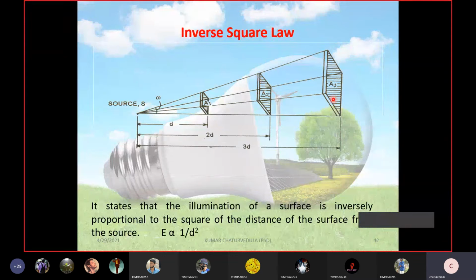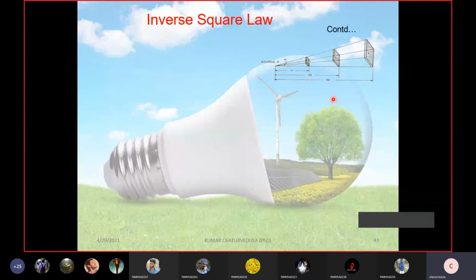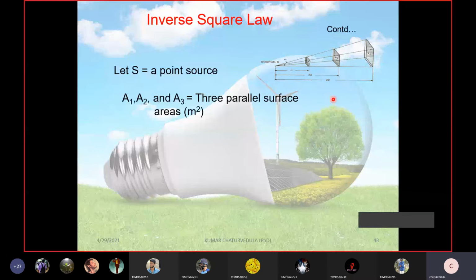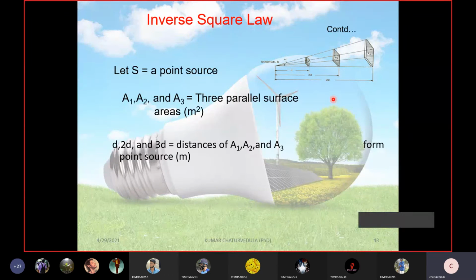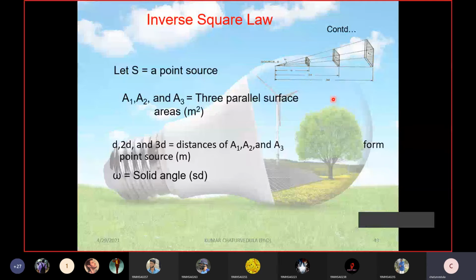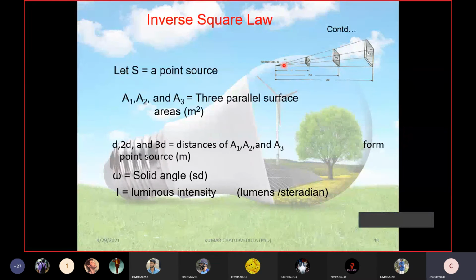S is the point source. A1, A2, A3 are three parallel surface areas, and d, 2d, 3d are the distances from A1, A2, and A3 to the point source. Omega is the solid angle, and I is the luminous intensity. These are all that are there in the diagram. A1 is at a distance of d, A2 at a distance of 2d, and A3 at a distance of 3d from the source.